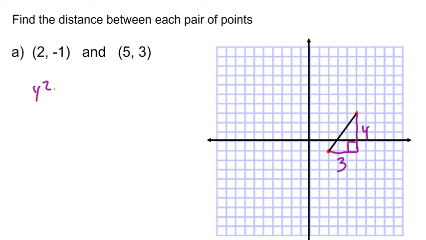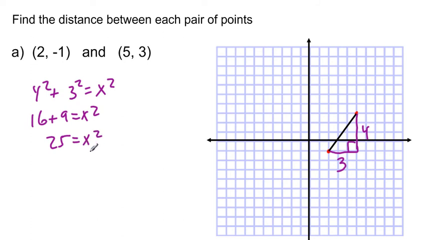Leg squared plus leg squared equals hypotenuse squared. So 16 plus 9 equals x squared. Add those guys together. I got 25 equals x squared. I want to solve for x, so I'll do the opposite of taking the square, which is square roots. And the square root of 25 is 5. And that's it. We just found the distance between these 2 points right here. Okay? And that approach was using Pythagorean Theorem.